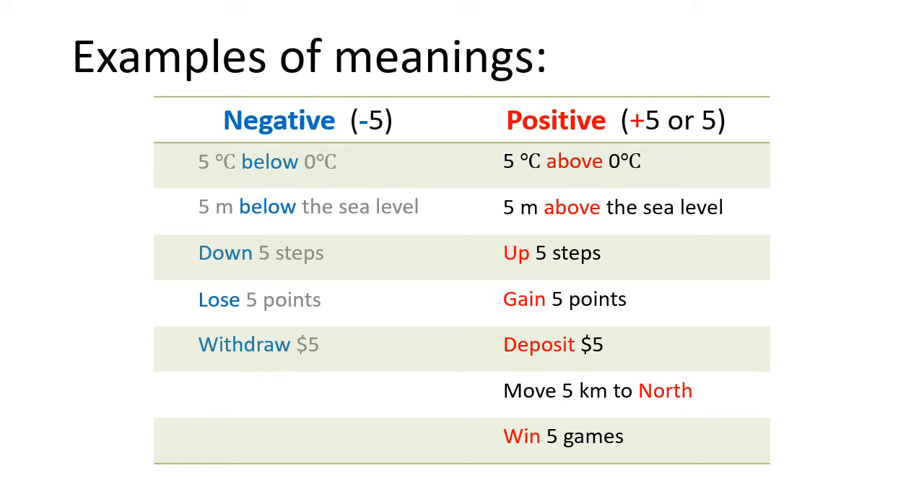If positive 5 means to move 5 kilometers to north, then negative 5 means to move 5 kilometers to south. If positive 5 means to win 5 games, then negative 5 means to lose 5 games. When we talk about negative numbers, we often use a number line.